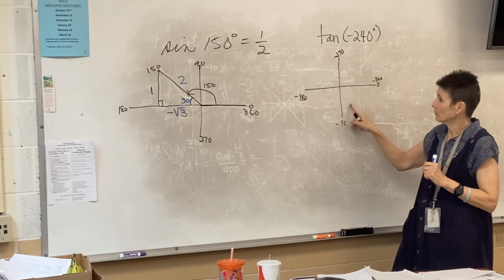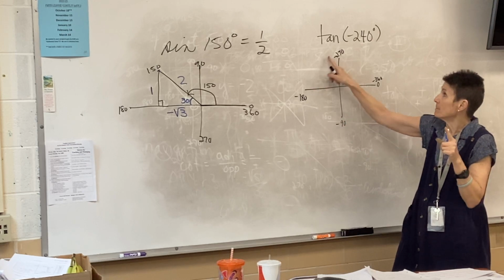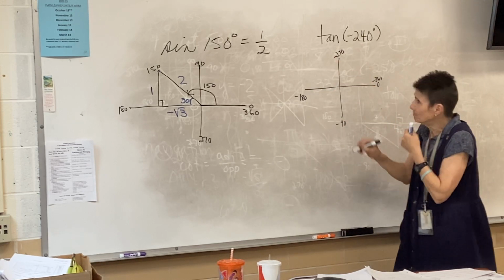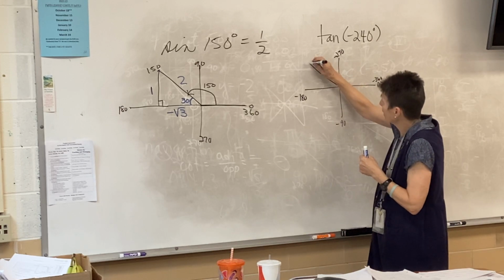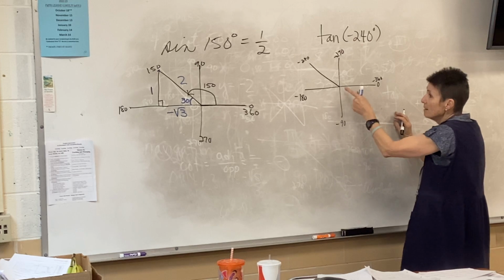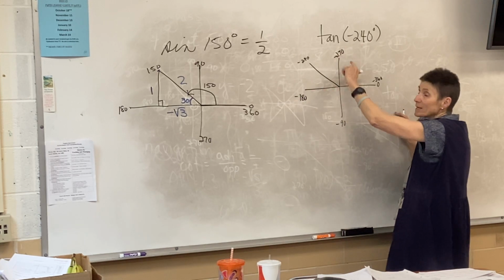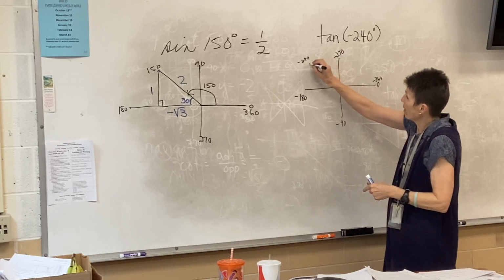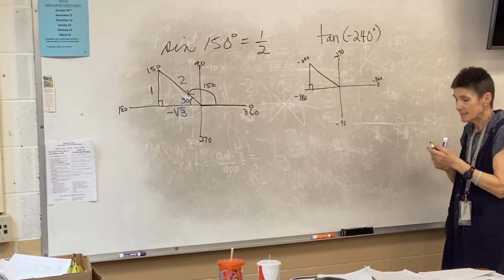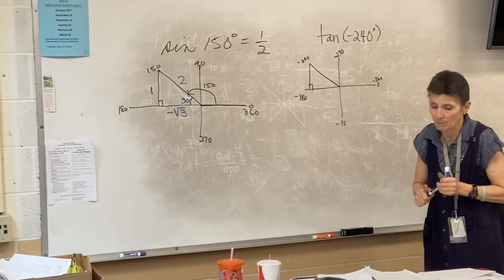Well, I hope you agree that it's past 180, but before 270. So it is in this quadrant right here. Here's negative 240. Past 180, but before 270, so in between there. So I'm going to drop that perpendicular straight down. And here comes the most important piece of the problem.